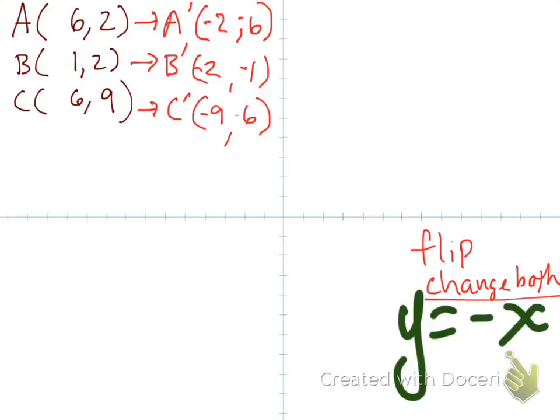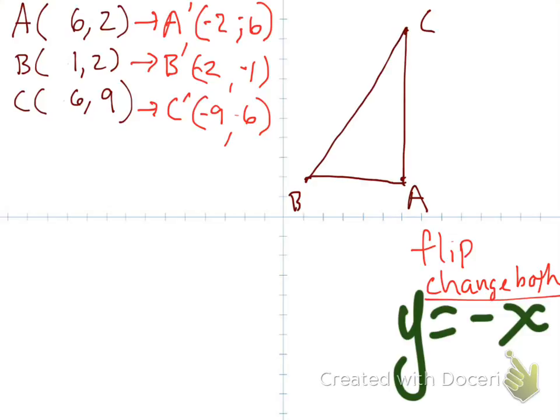Alright, so now let's graph the original pre-image. We used to have 6, 2, 1, 2, 3, 4, 5, 6, 2. Then we had 1, 2. And then we had 6, 9. 1, 2, 3, 4, 5, 6, 7, 8, 9. Which is up here. So we have our A, B, and C. Connect those.